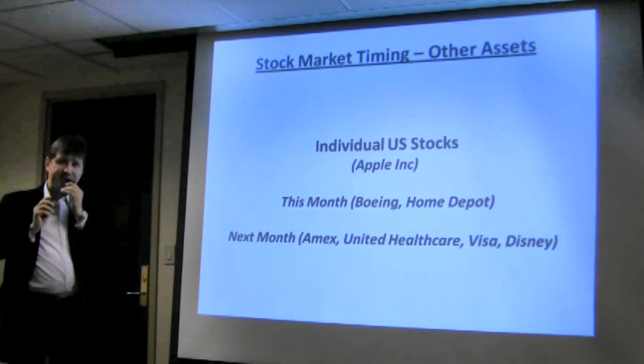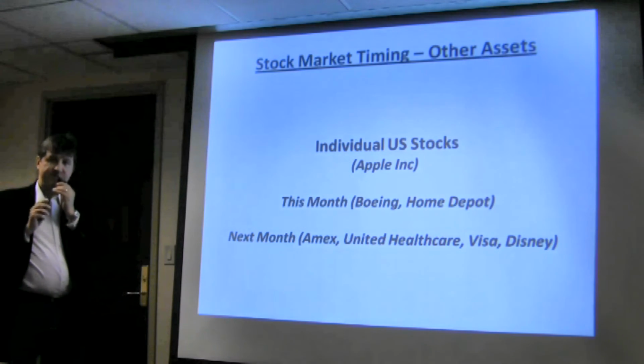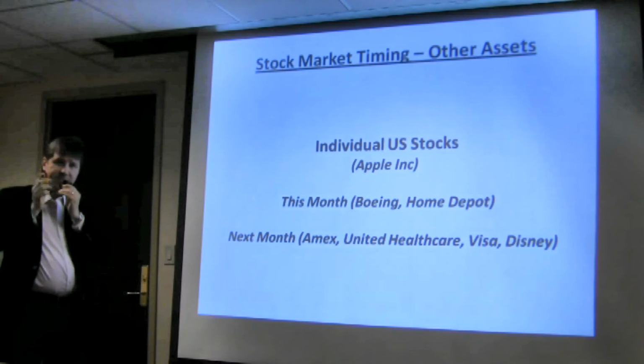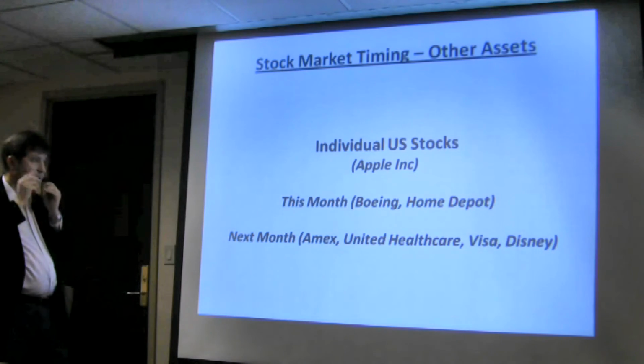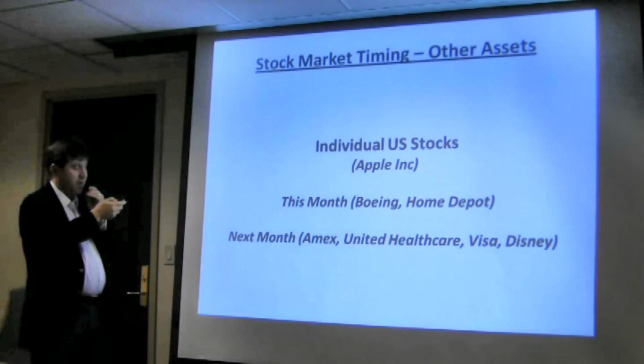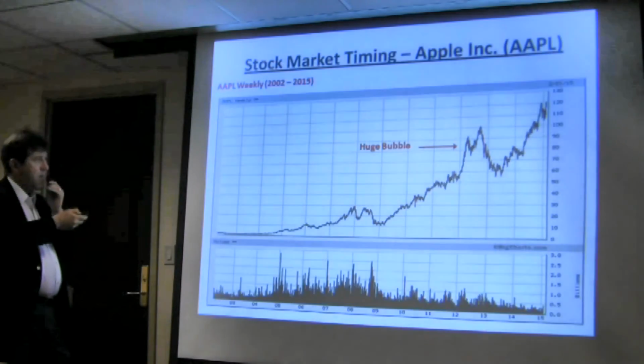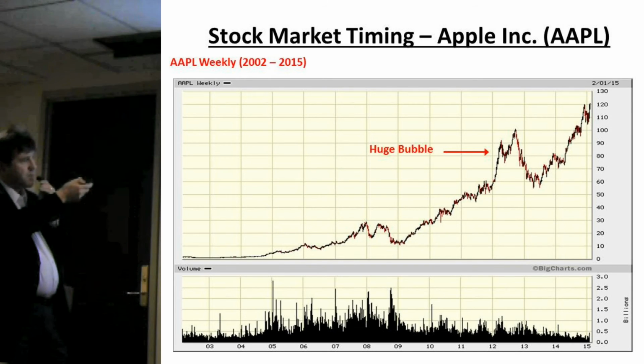But the Dow itself is not in a bubble, because there aren't enough stocks in the Dow that are in a bubble. You need to have the majority of the stocks to be in a bubble for the overall index to be in a bubble. Looking at Apple, a huge bubble developed in 2012, and we've just seen this year.